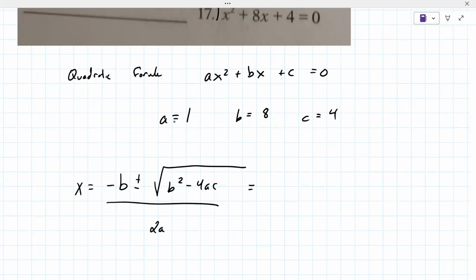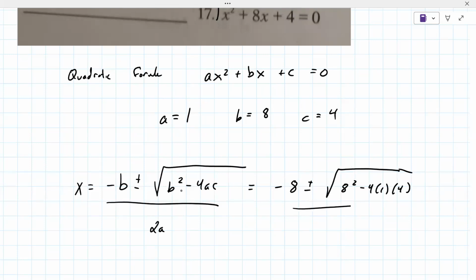Have you seen that before? I'm not asking you to explain it today, Josh. I just asked if you've seen this before. I don't want to go into a lot of explanation if I don't have to. So we're just putting the numbers in. Do you see how the equation has an A, B, and a C in it? So we're going to substitute those numbers. Minus 8 plus or minus the square root of 8 squared minus 4 times 1 times 4, all over 2 times 1.